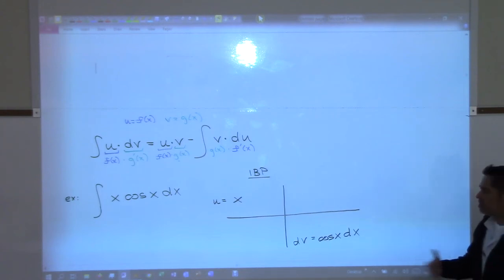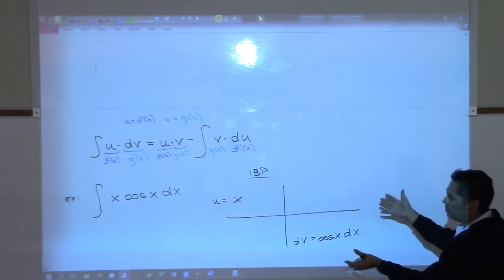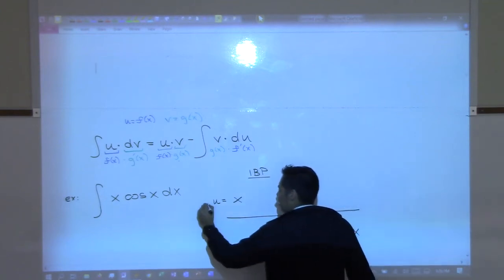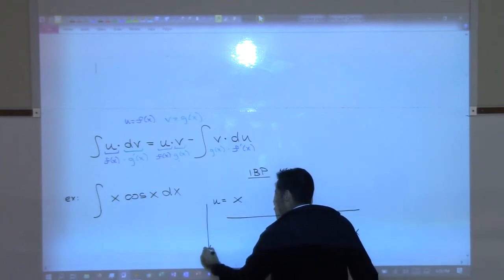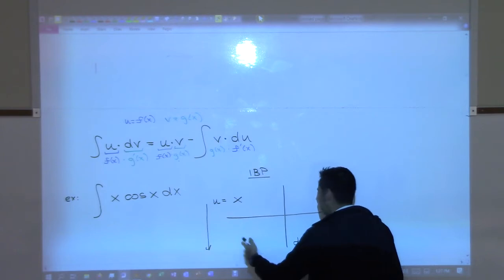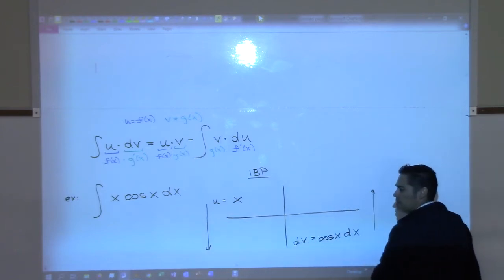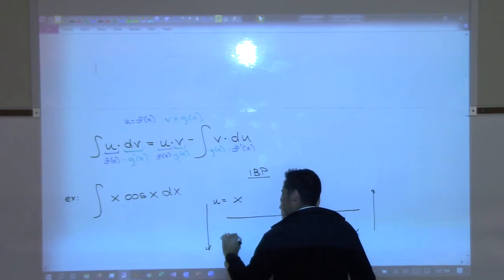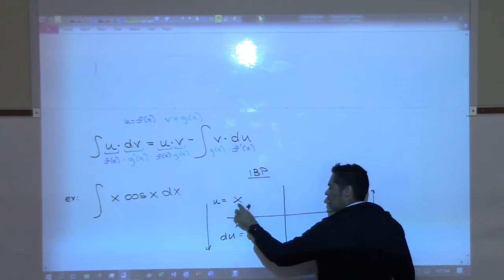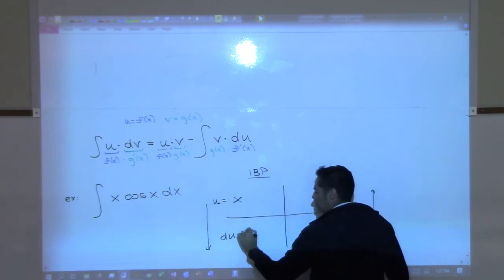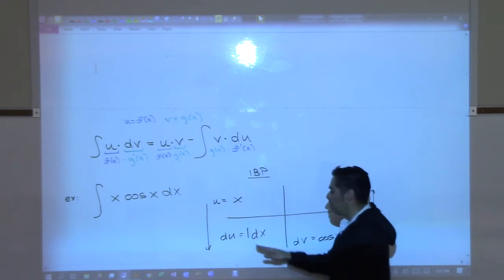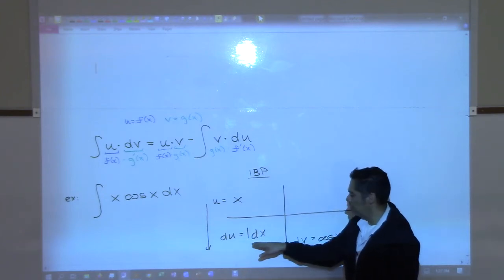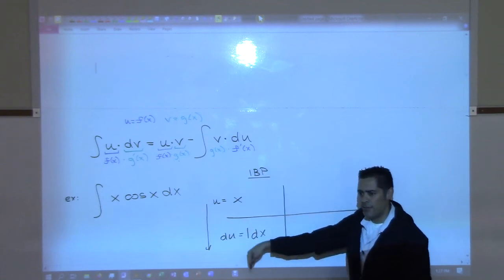Now the rest of this is just completing this table. And the way the table works is this. If you go down this table, you're differentiating. If you go up, you're integrating. So if I take u and I take the derivative on both sides, I get du equals what? 1 dx, or just dx. Okay, just remember you need to write the dx here. Y'all agree with that? Differentiate down.